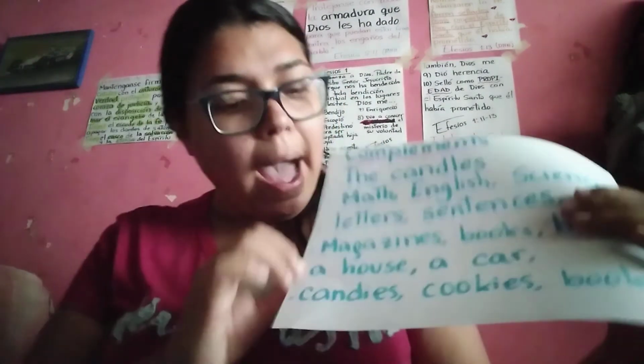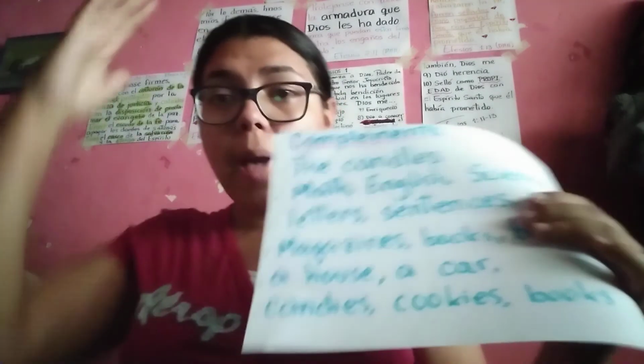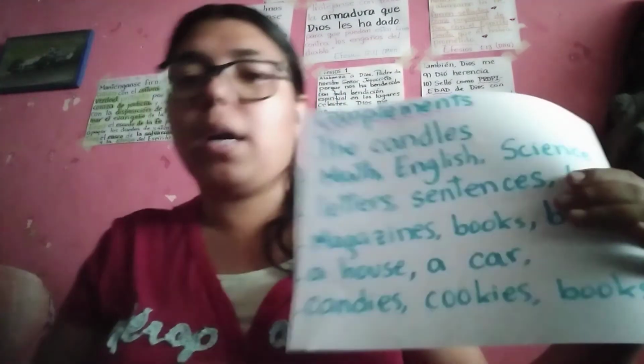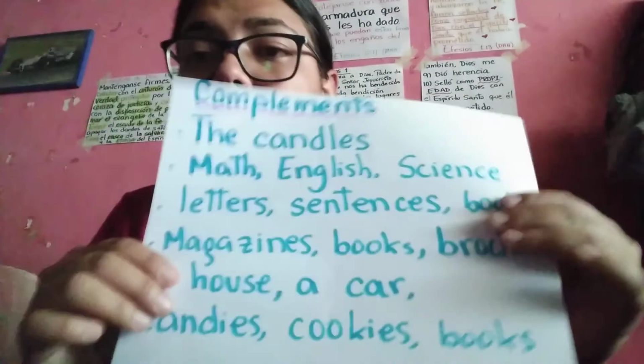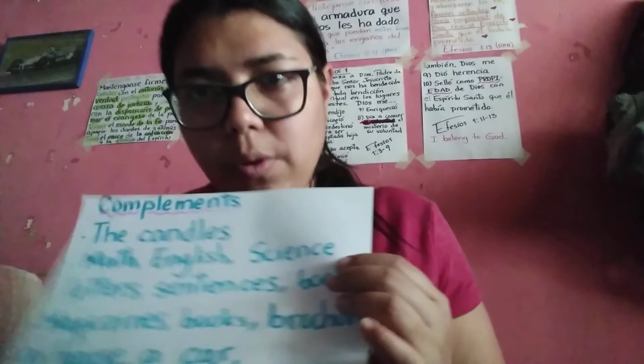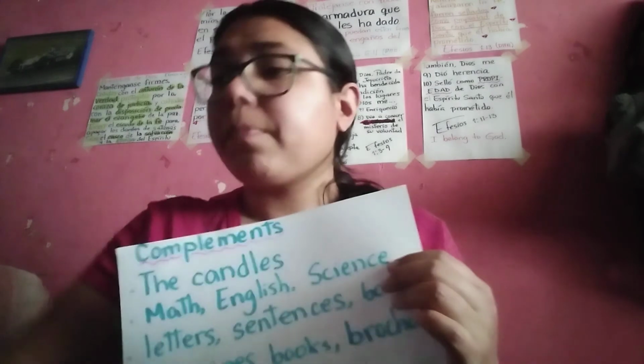I also have bought. Bought. I bought a house, I bought a car, I bought a cell phone, right? And we have the last one, we have ate. What did you eat? I ate candies, cookies, I brought books. I don't eat books. Nobody eats books, right? I brought books. Very good.